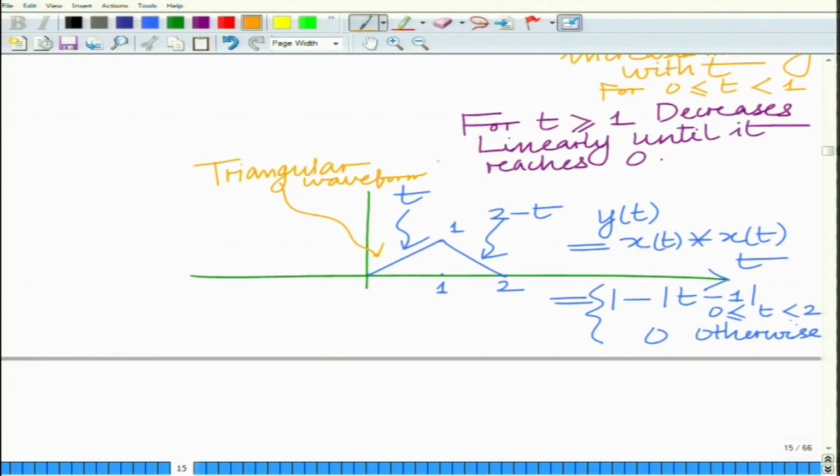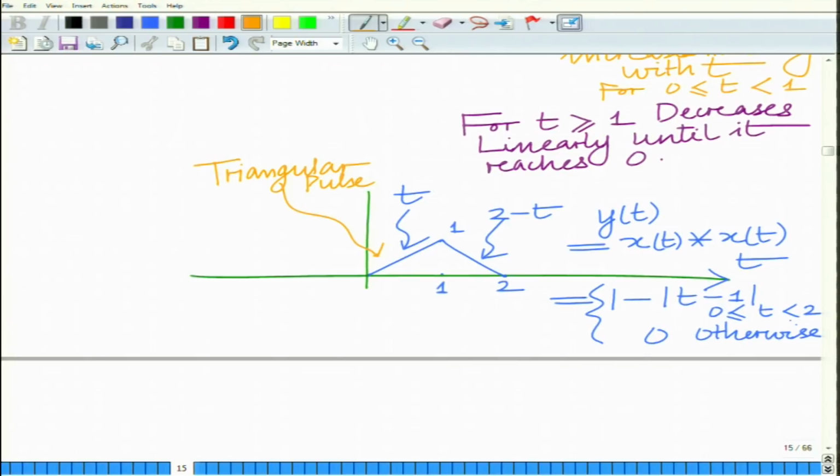Or not a waveform, a triangular pulse basically. The convolution of two square pulses of equal width and height, that is, the convolution of a square pulse with itself, yields the triangular pulse. This is 1 minus modulus of t minus 1 for 0 less than or equal to t less than or equal to 2, and this is 0 otherwise. So, this is basically the result of the convolution.